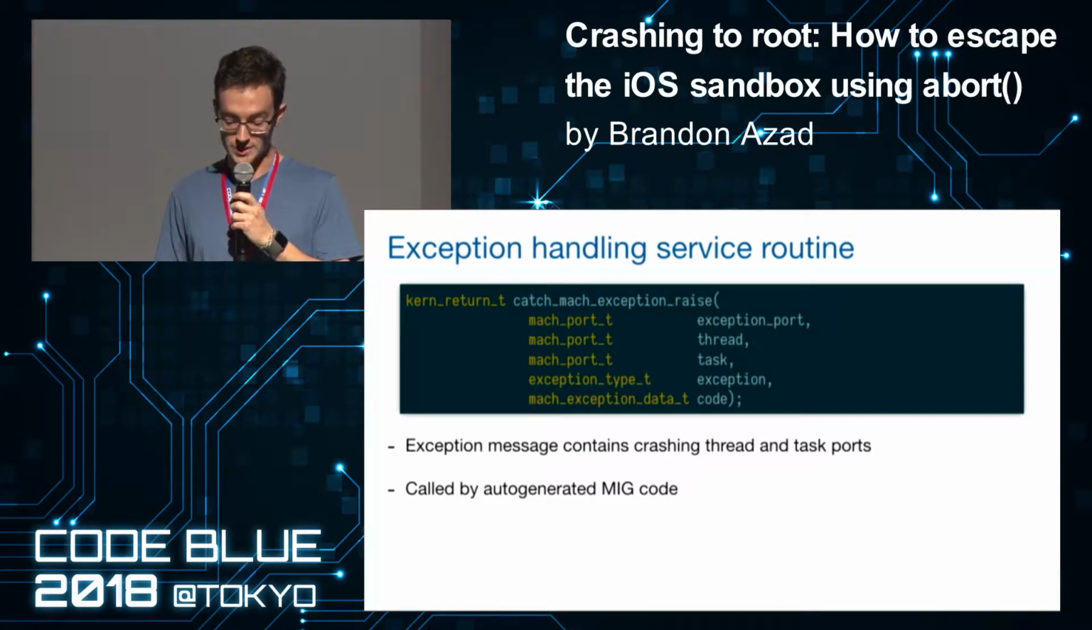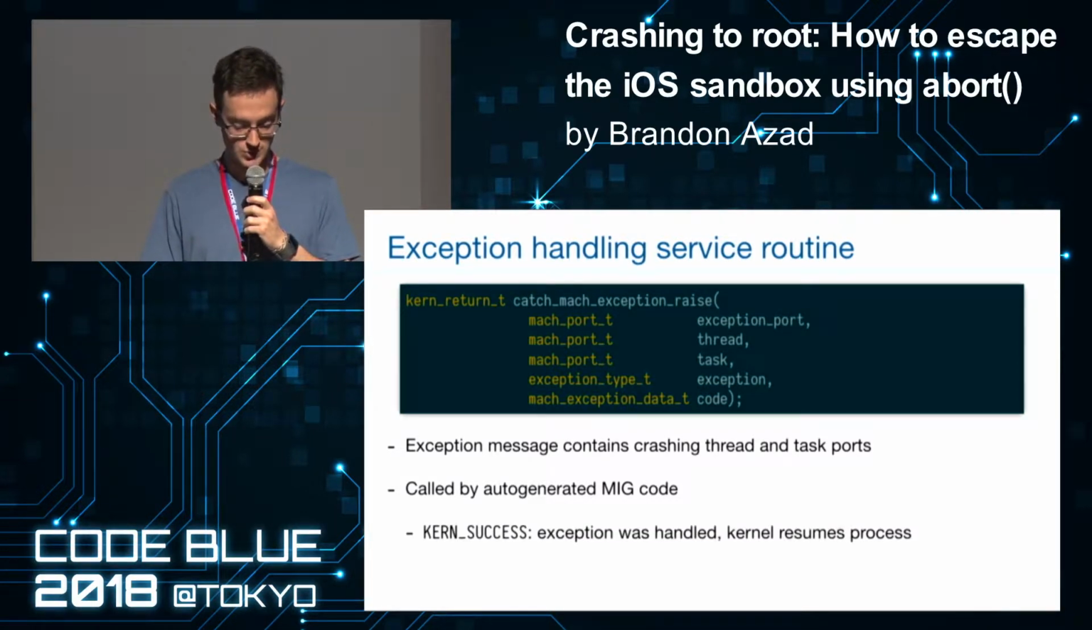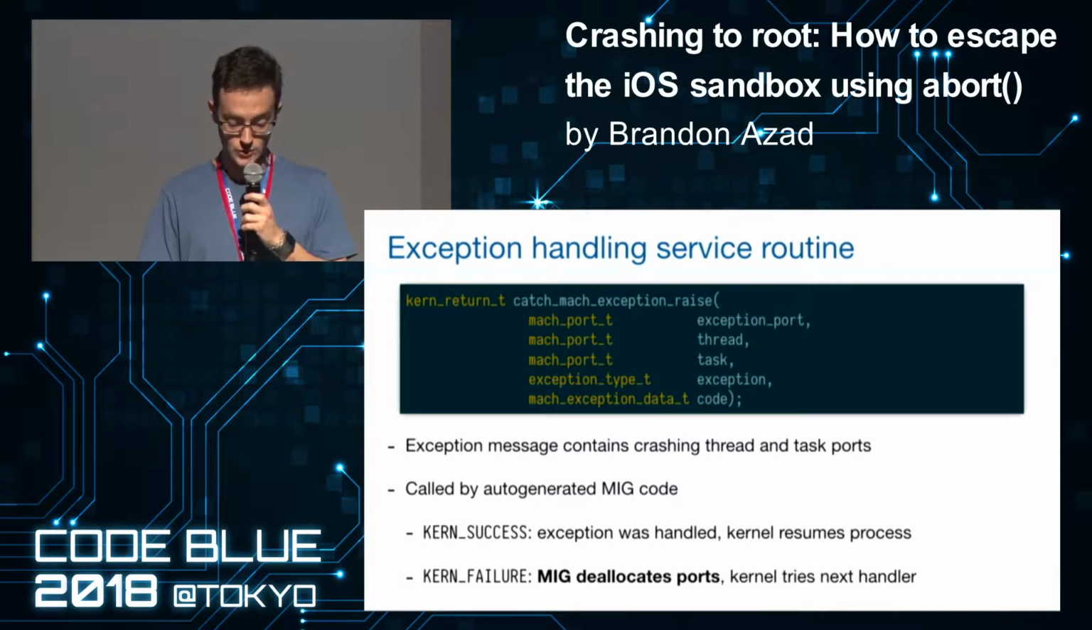What is important is that because this function is called by MIG, there are some very important semantics around the return value. If this function returns success, then the MIG code that called this function will tell the kernel that the exception was handled and that the crashing process should be resumed. If this function returns failure, however, then the MIG code will deallocate the thread and task ports sent in the message, and then tell the kernel to try the next exception handler. These semantics are critical.